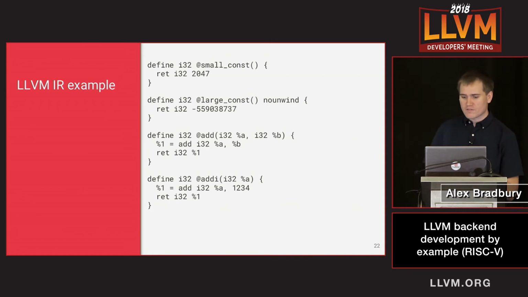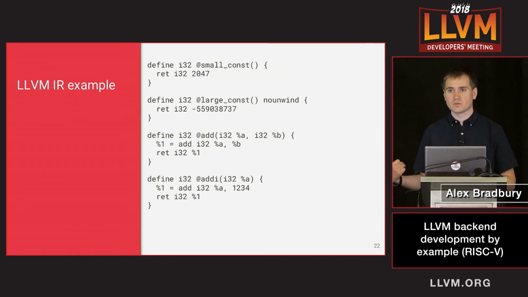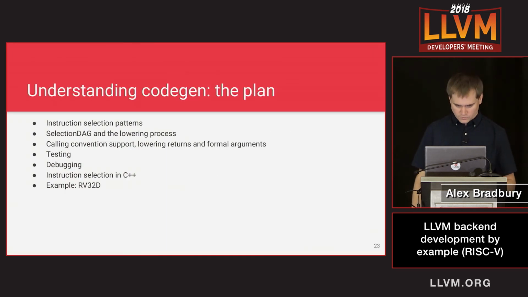We're going to look at a few very simple examples, the simplest possible inputs that you might want your backend to handle. So two functions which simply return constants, then a function which does an add with variable arguments, and a function which does an add with a constant argument. We're going to look at how you specify instruction patterns which will handle those inputs, as well as the associated infrastructure that you'll need. So we'll look at instruction selection patterns for those.